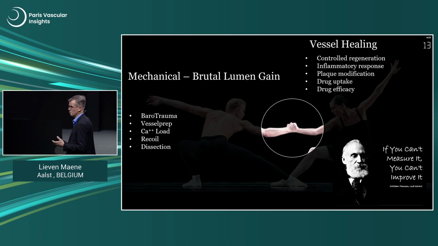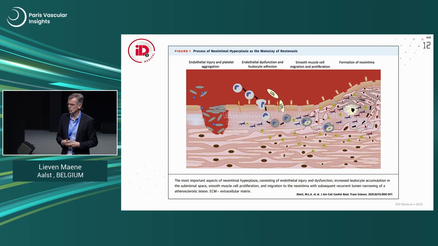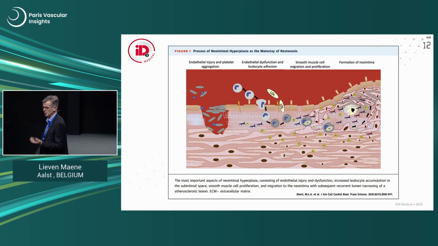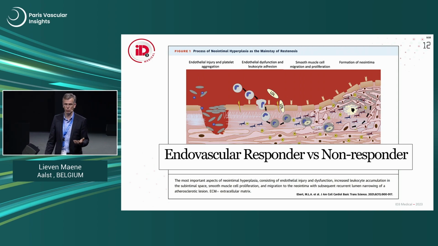Because if we can measure what we are doing, or if we can predict what might happen, then we potentially could improve it. We're all aware of this inflammatory process, but what I still have a lot of doubts about, or what I really don't understand, is why some patients are responders and others are non-responders. We all have these patients where we put long stents, and they come back year after year after year with a wonderful result. And then we have these other patients that we stent, and after 3 months, we already see on duplex ultrasound this tremendous intimal hyperplasia. Why? What don't we know?